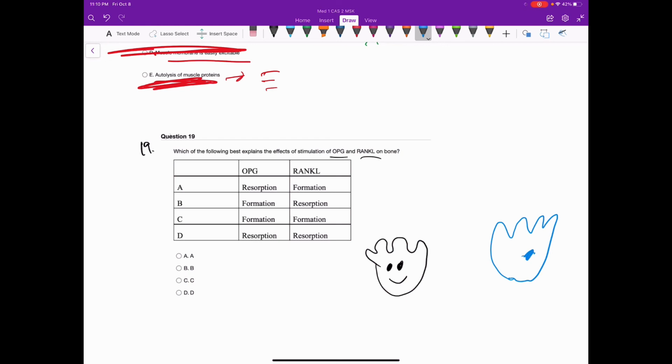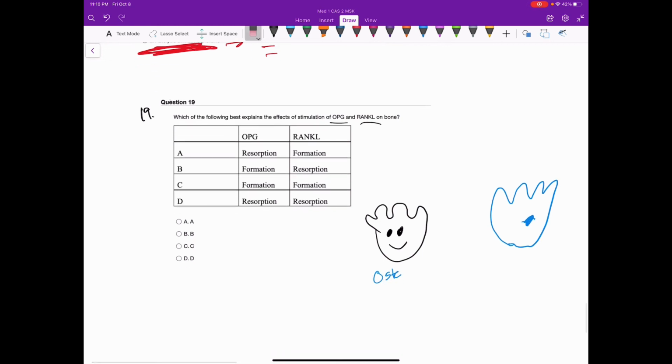Okay, so he's going to be an osteoclast. I should draw it in a different color. If he's an osteoclast, and then he'll be an osteoblast, right? He wants an eye too. He has messed up eyes.